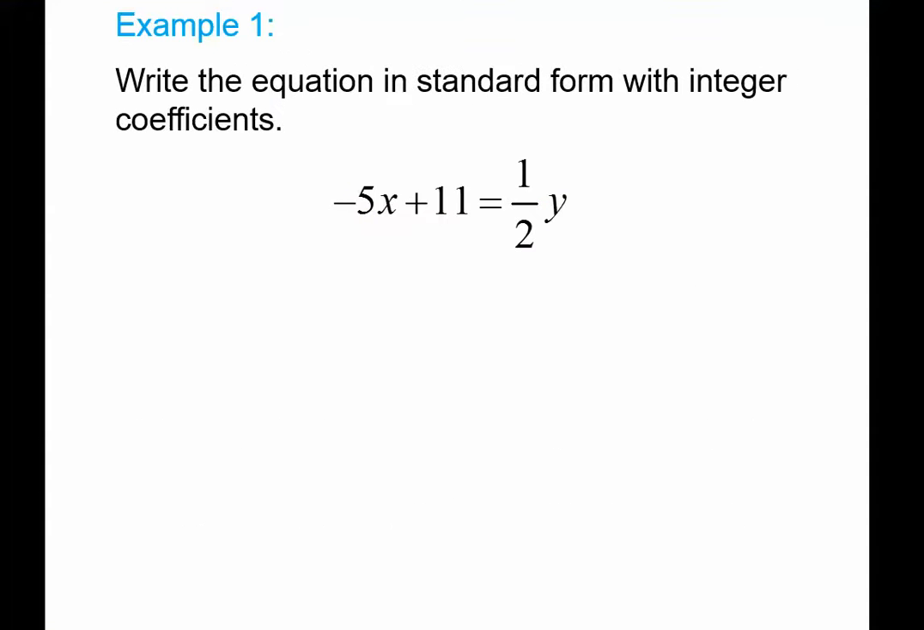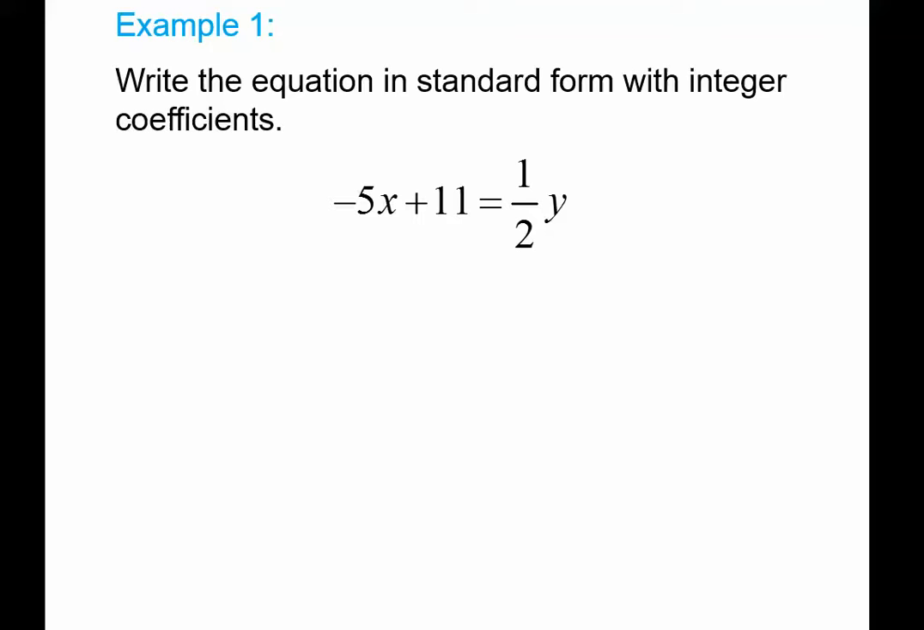All right, so let's take a look at what it's going to take to write an equation in standard form. This is your first example, so go ahead and copy this one down. And these are going to be the basic steps you're going to go through. So here we have negative 5x plus 11 equals 1/2 y. And first we want to look at it and say, is that already in standard form? And the answer is no. And hopefully you can come up with a couple reasons why it's not in standard form.